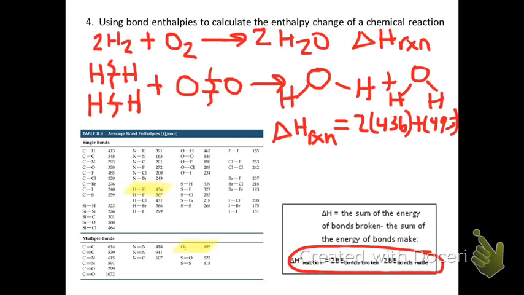Alright? And then we're going to subtract all of that from the bonds made. And that's from these bonds, the oxygen and hydrogen bonds here in the water molecules. And so we're making 4 of those, 4 O-H bonds, and we can find those right here. So it takes 463 kilojoules of energy to break those bonds. Alright?